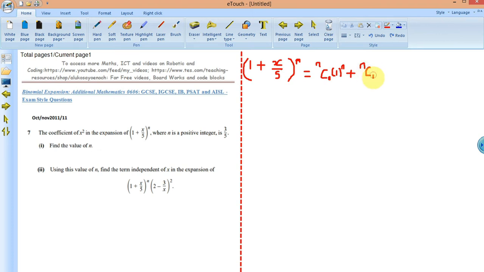Okay, 1 raised to power n minus 1 still gives you 1. So I'll just continue and ignore this 1 because it is the multiplicative identity. Do you understand? So I'll just keep increasing this term here. This term here is 0, so from here now it's going to be 1. So this will be x over 5 raised to power 1.